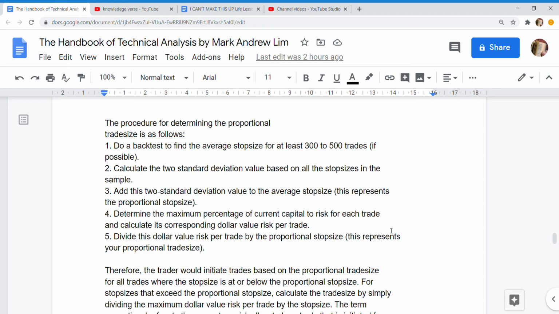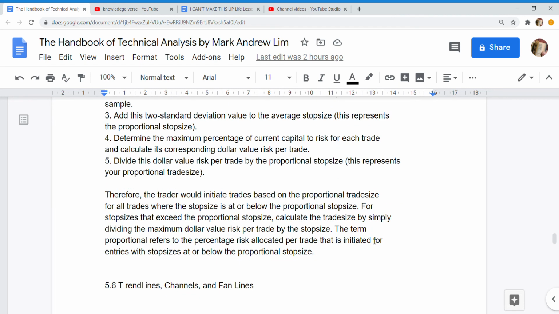Therefore, the trader would initiate trades based on the proportional trade size for all trades where the stop size is at or below the proportional stop size. For stop sizes that exceed the proportional stop size, calculate the trade size by simply dividing the maximum dollar value risk per trade by the stop size. The term proportional refers to the percentage risk allocated per trade that is initiated for entries with stop sizes at or below the proportional stop size.